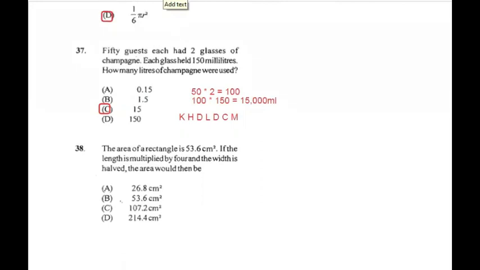38. The area of a rectangle is 53.6 centimeters squared. If the length is multiplied by 4 and the width is halved, the area would then be. So this was worked in depth using 2 different methods on the 2013 papers. So for this one, I'm going to only use one of the methods, and you can check the 2013 paper to get the other method.